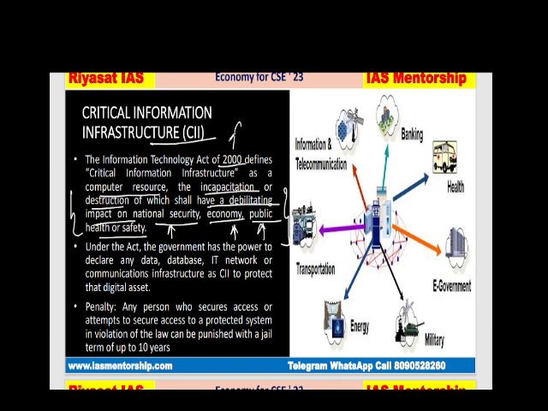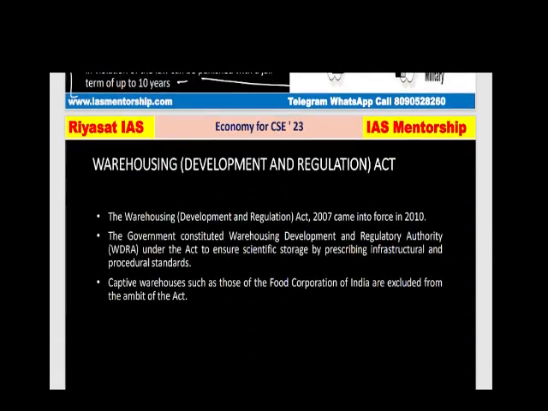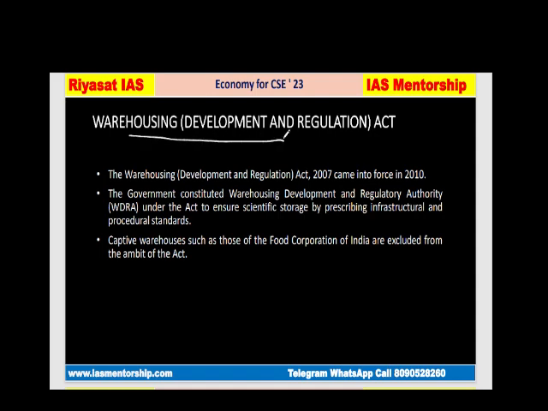Under the IT Act of 2000, the government has the power to declare any data, database or IT network as CII. They can declare it. Clear? Penalty: any person who secures access or attempts to secure access to a protected system will be punished with a jail term of up to 10 years. Understood? Clear? Okay.